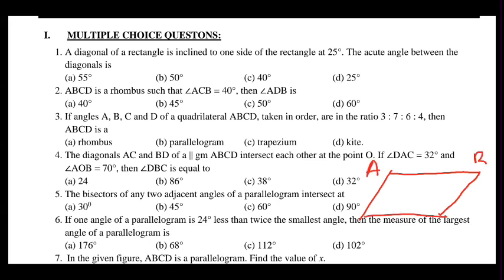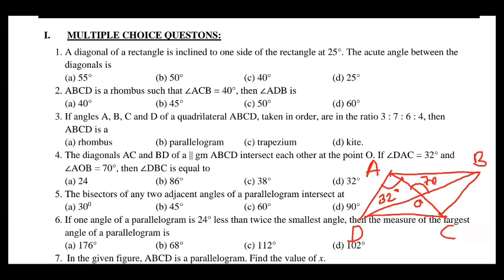There is a parallelogram ABCD. They have diagonals. Excellent. This is a diagonal. Then what have they given, beta? O is a midpoint, right? O is a point. Then what have they given? Angle DAC is equal to 30 degree. They have given this as 32 degree, correct? And which angle have they given? Angle AOB is equal to 70 degree.